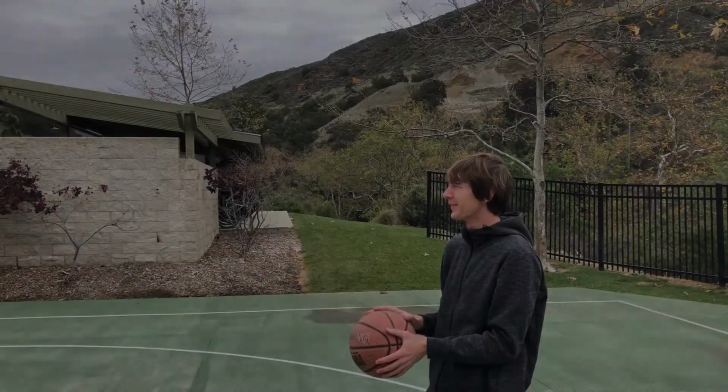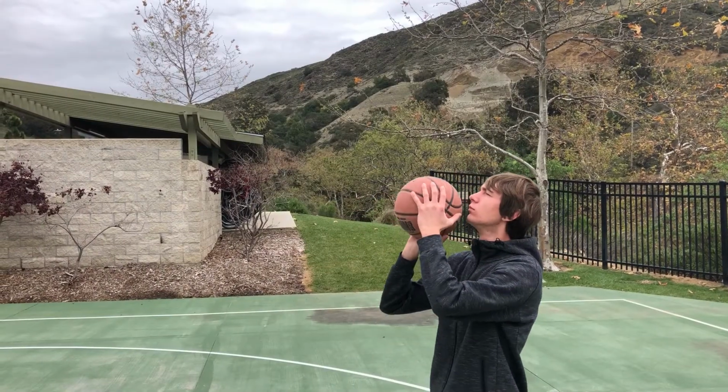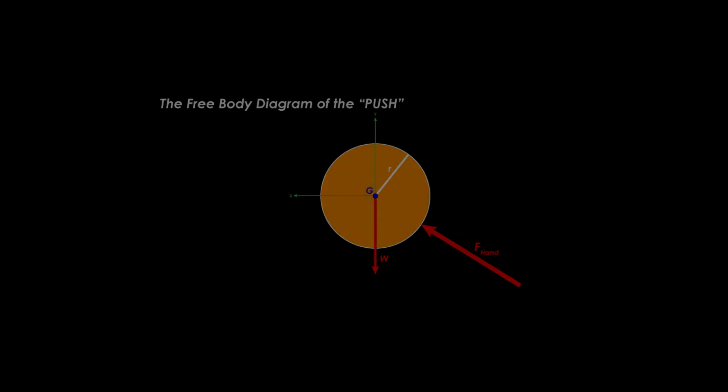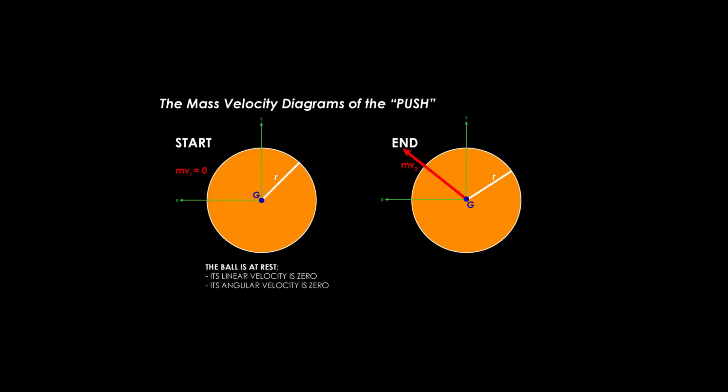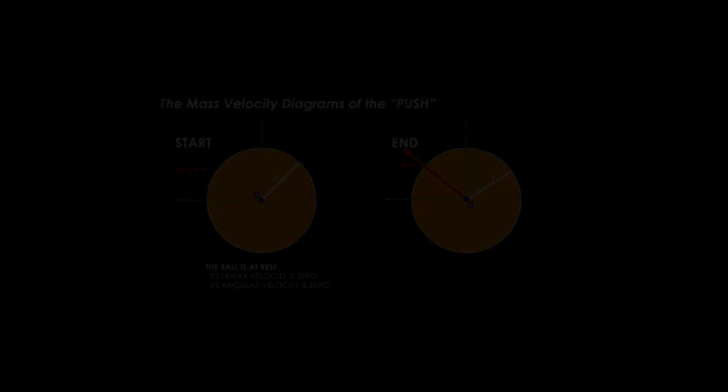In order to understand the purely translational impact force, we generated a free body diagram and start and end mass velocity diagrams. The impact force originates from your hand pushing the ball up at an angle away from your body. The only other force acting on the ball is gravity. Since both forces act through the center of mass, there will be no rotation generated. Thus, in the mass velocity diagrams, the ball starts at rest and then ends with a velocity at the same angle as the impact force.